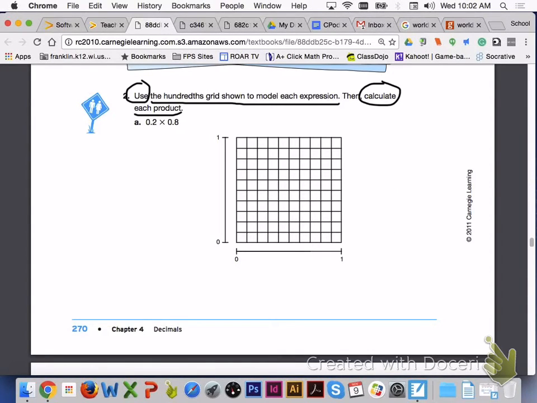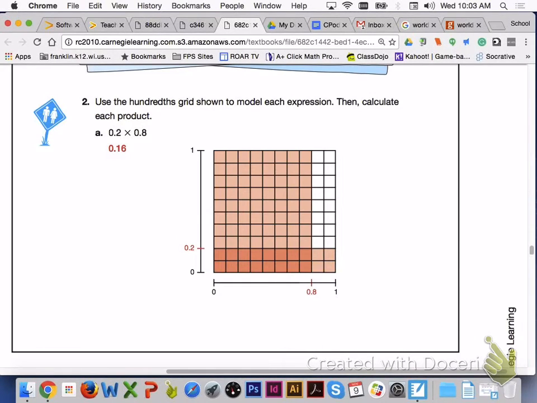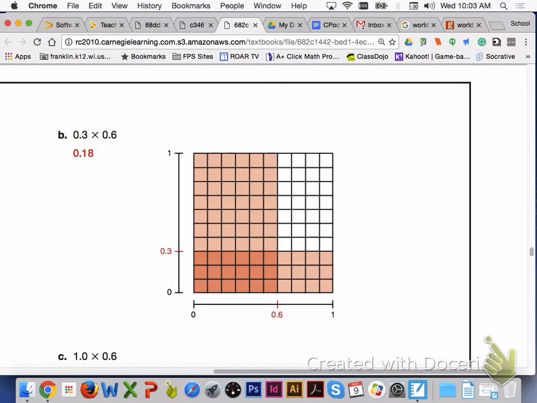Answer number 2, letters A through D with your group members. Number 2, letter A, 2 tenths times 8 tenths. Your product is 16 hundredths. Letter B, 3 tenths times 6 tenths. Your product is 18 hundredths.